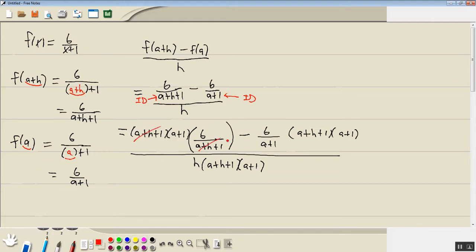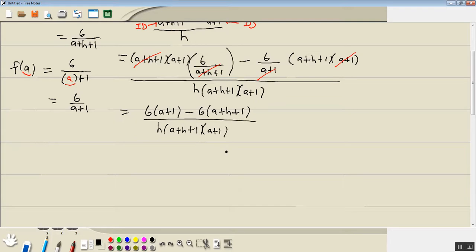This a plus h plus 1 cancels this a plus h plus 1. This a plus 1 cancels this a plus 1. So then we're left with, up on top, 6 times a plus 1 minus 6 times a plus h plus 1, over h times a plus h plus 1 times a plus 1. Now, typically we don't multiply the bottom part together because we're hoping that h will cancel, and we don't want to convolute it by putting h mixed into a lot of different things. Now, when I say the h, I'm talking about a single h.